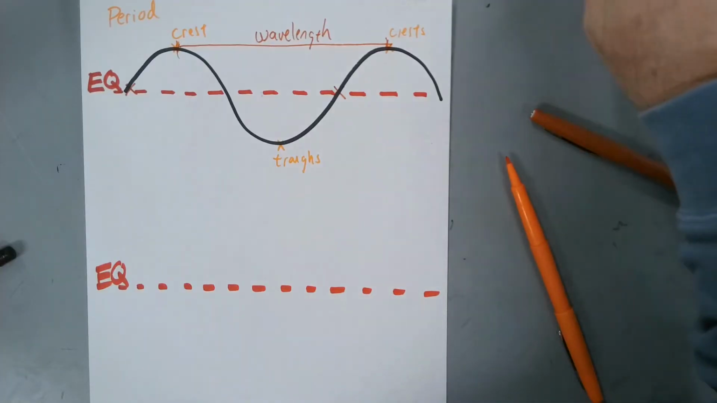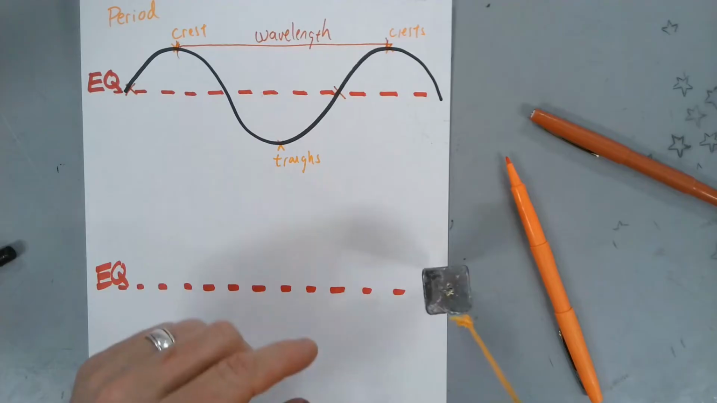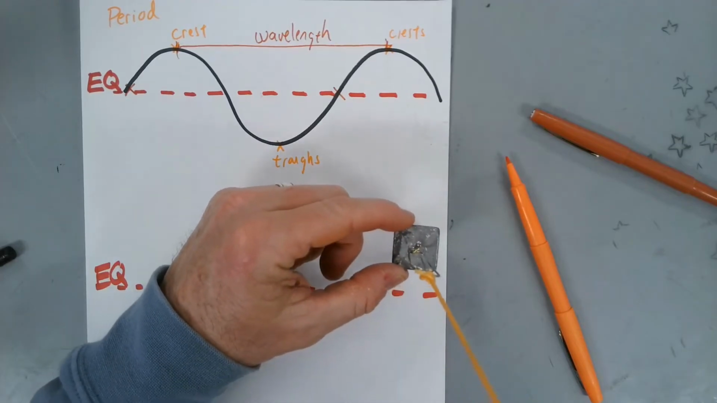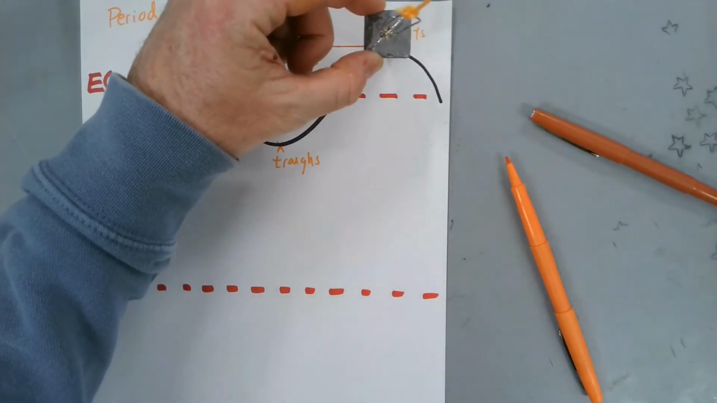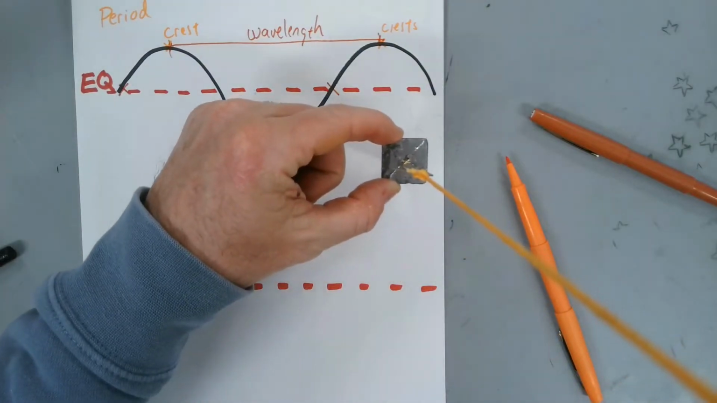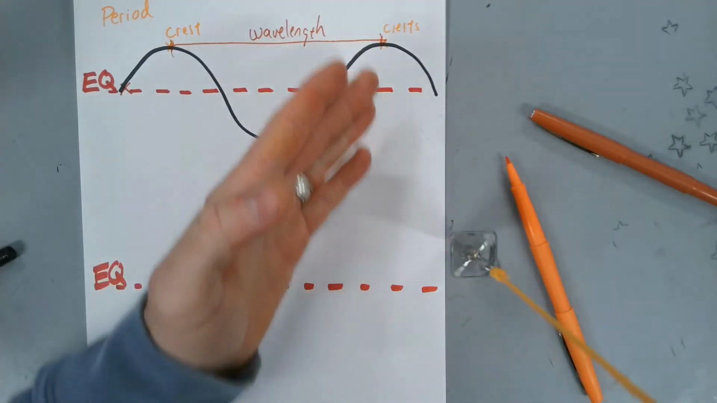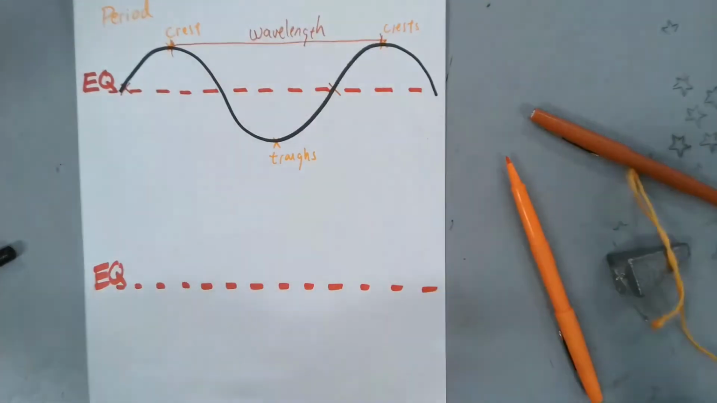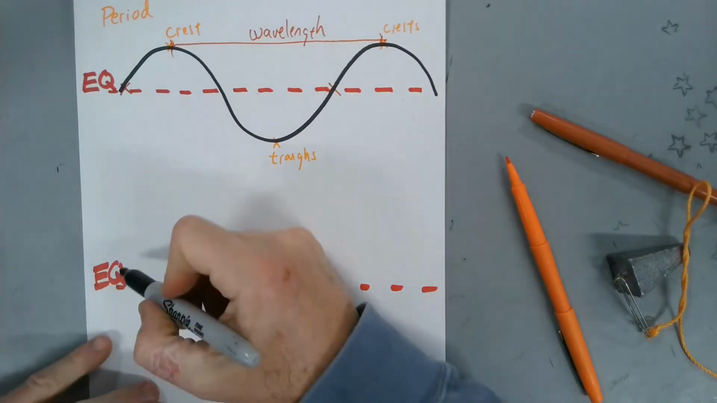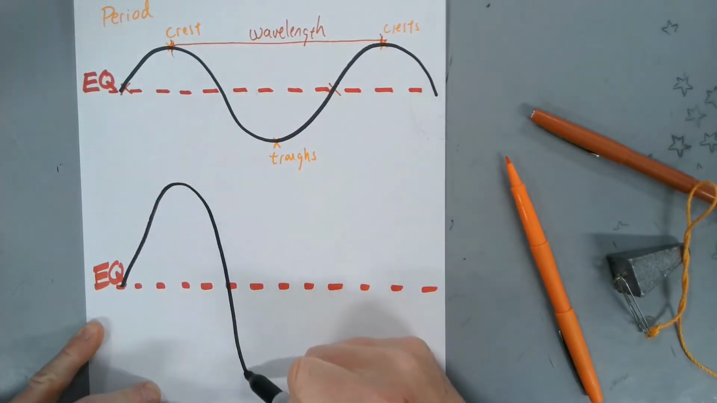So let's consider a different waveform this time. Imagine my pendulum, and instead of just moving this far from equilibrium, imagine that my pendulum moves this far. Well, my crest on my wave is going to be higher, and I'm going to get a waveform something like this.